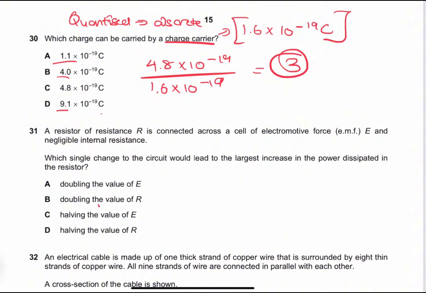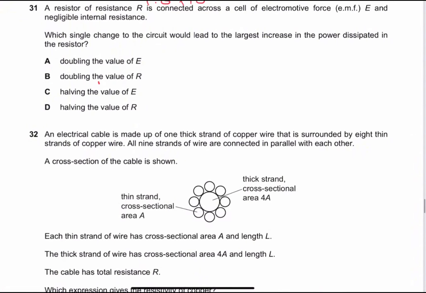If you try to divide 1.1 times 10 to the power of negative 19 by 1.6 times 10 to the power of negative 19, you actually get a fraction. Obviously, the answer cannot be a fraction. So the answer becomes C. Very important. I'll move on to question 31.